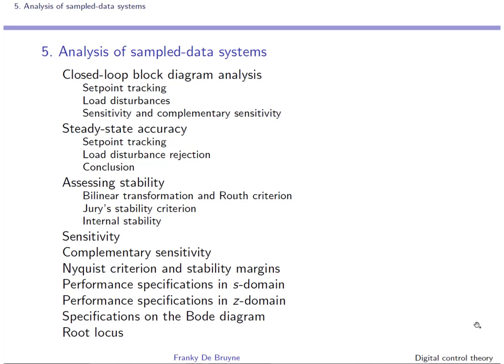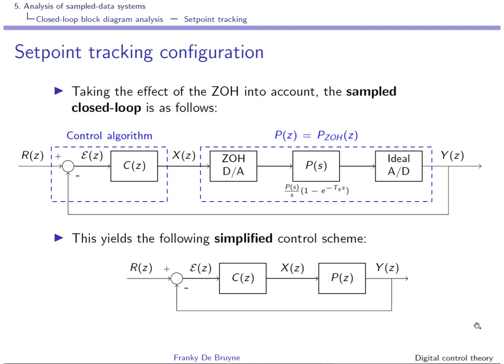We will now start section 5 on the analysis of sampled data systems, and you will see that it's the last big section before we actually start talking about control design. As you have seen in last year's course of Fundamentals of Control Theory, there are two main types of concerns when you talk about control.